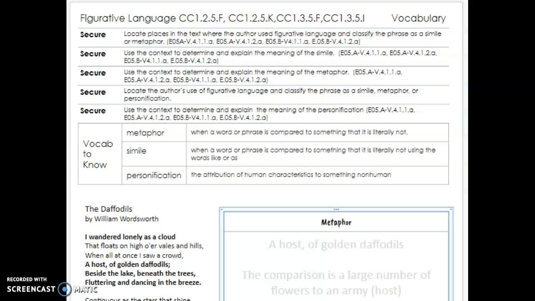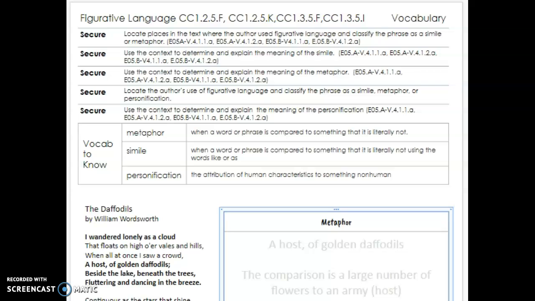Today we're going to start poetry with figurative language on page 38 in the Grab and Go. What we're going to start with is looking at different types of figurative language, such as similes or metaphors, being able to determine and explain the meaning of the simile and metaphor, and also looking at personification and explaining the personification. So our vocab metaphor, when a word or phrase is compared to something that it is literally not.